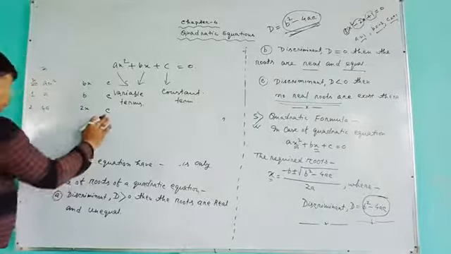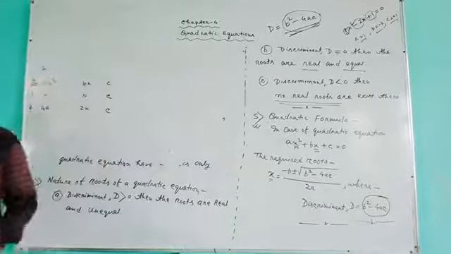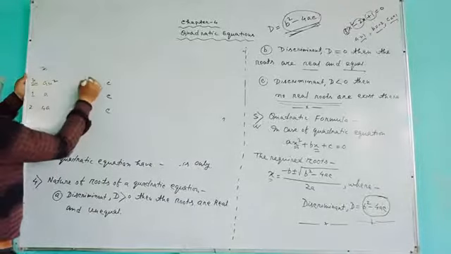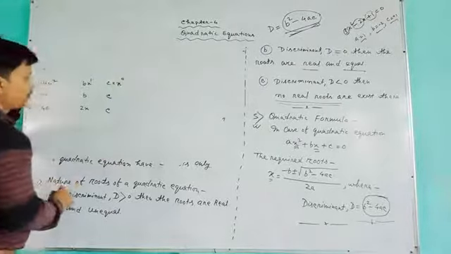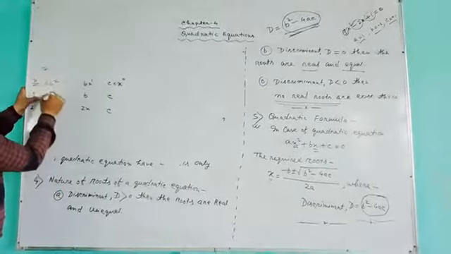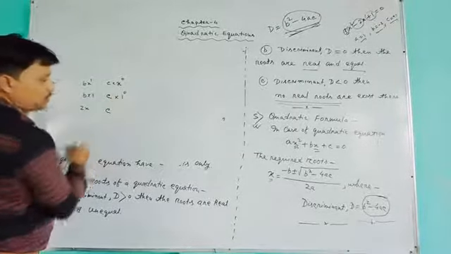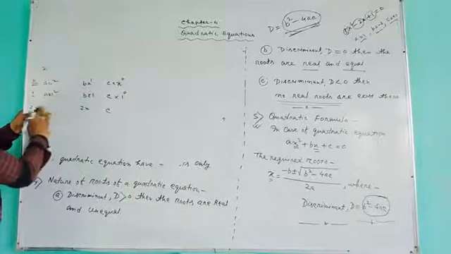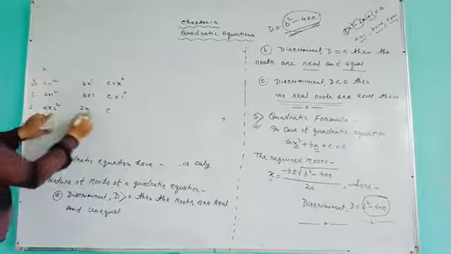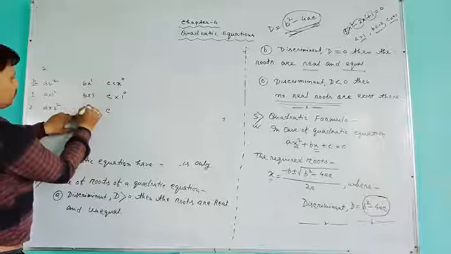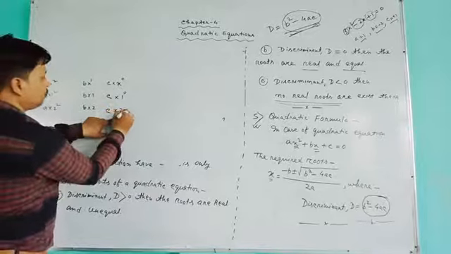Why is this one the same? Because here the power of x is 2, here the power of x is 1, and here it is c into x to the power 0. Putting x value 1, we get 1 square, 1, and 1 to the power 0. When x value is 2, we get 2 square equal to 4, so 4a; b into 2, so twice b; and here 2 to the power 0.